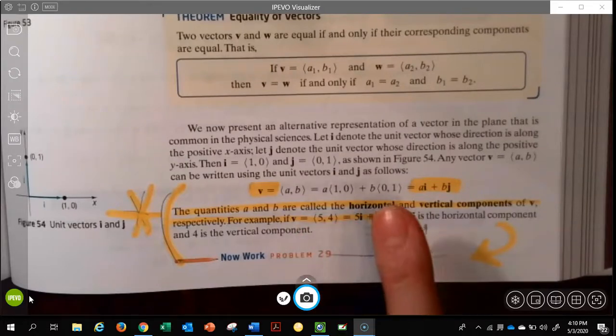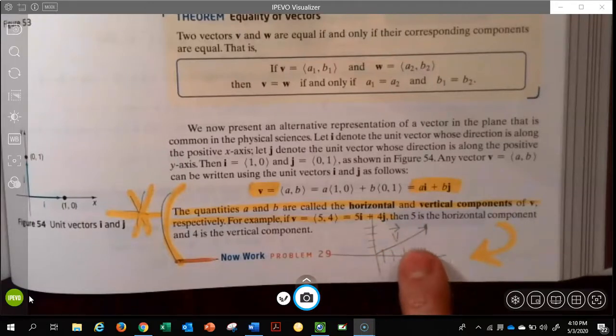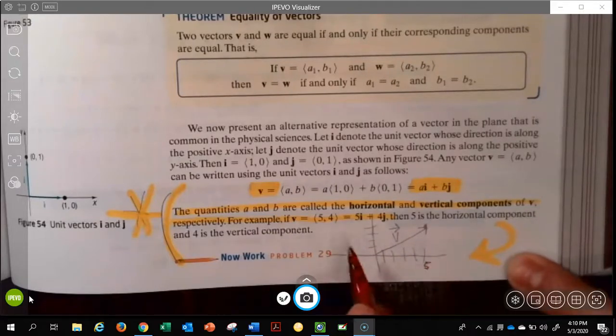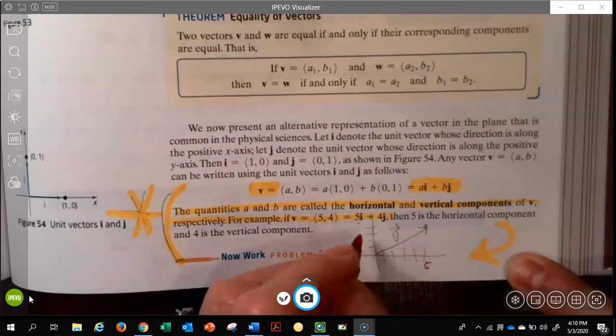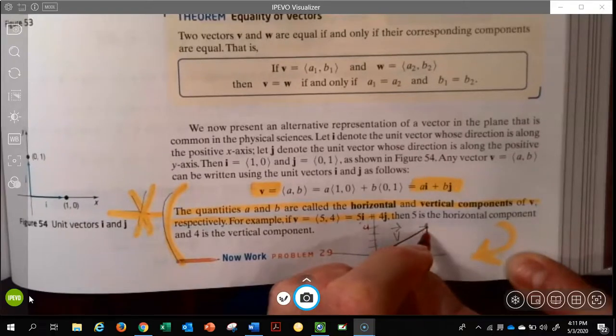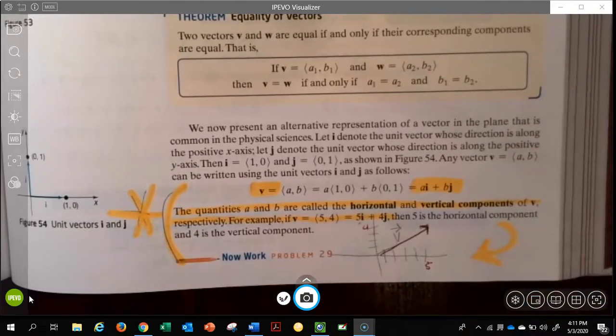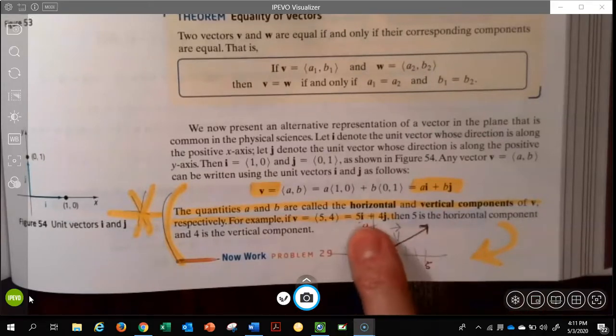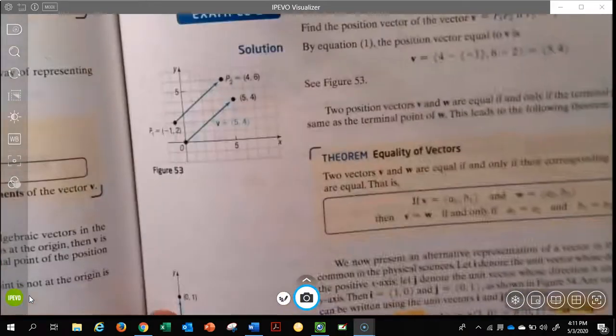Wait, horizontal and vertical, that sounds like a graph. Well, I'm glad you noticed, because we'll be able to put it on a graph. We'll be able to go over horizontally 5, and the plus 4 is vertically 4. I'll have a dot there, but more importantly, I'm able to draw my vector based on the horizontal and vertical components.